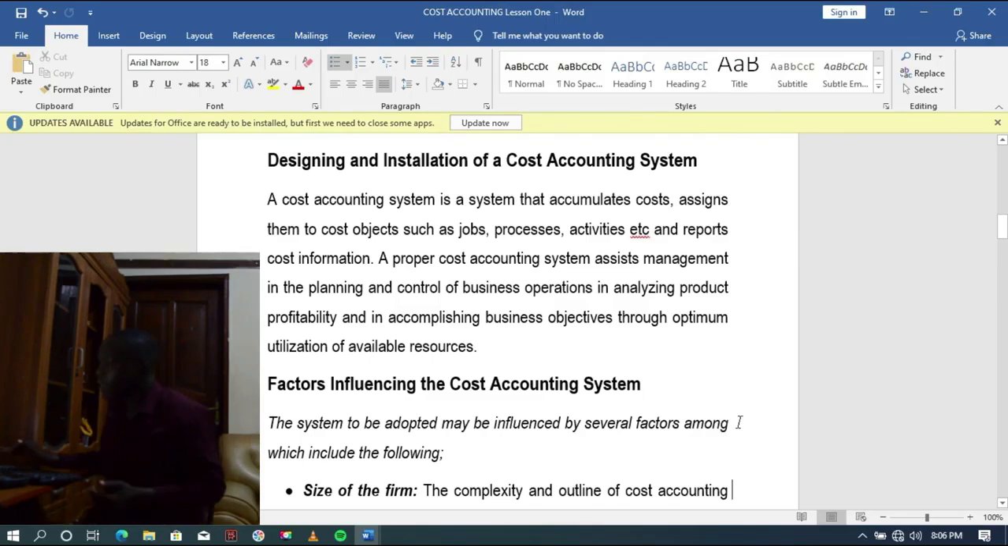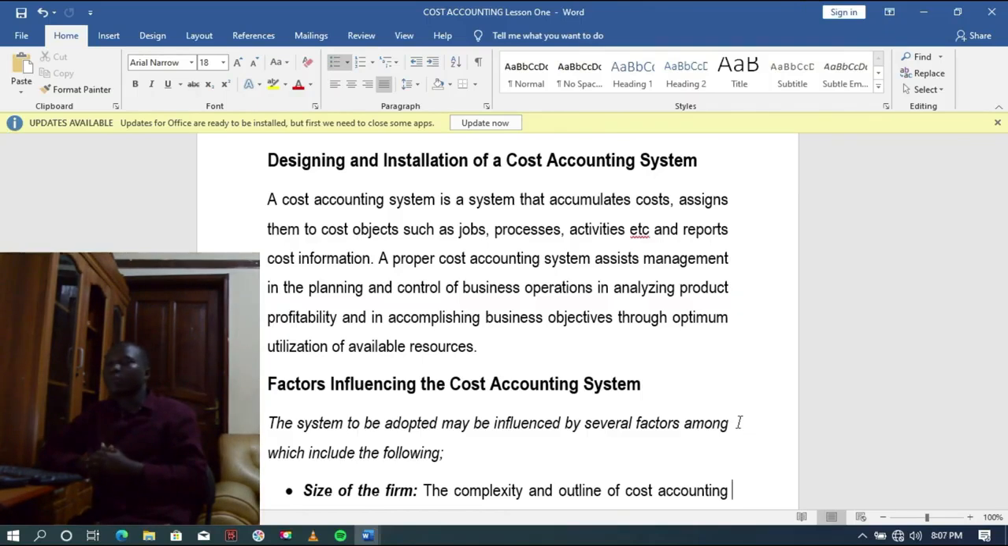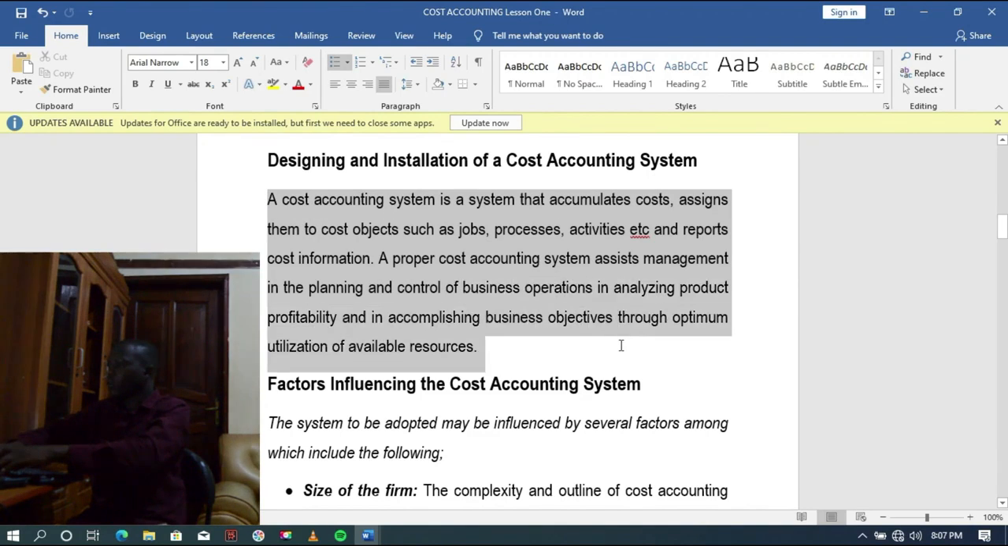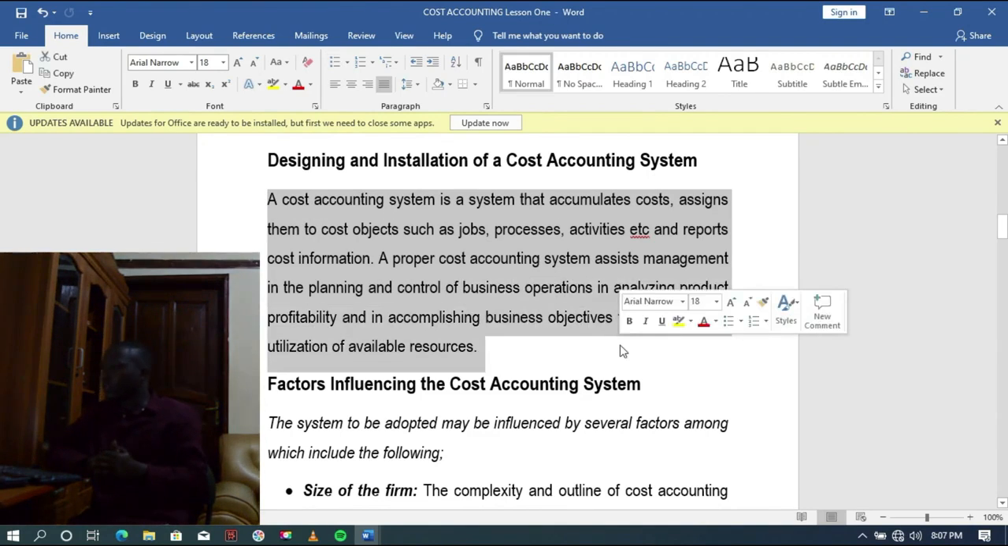So we have designing a cost accounting system. When you are to well manage your costs in a business, you must design a good cost accounting system that can accumulate all the costs and then assign them to the cost objects, attach them to the commodities that led to their incurring. So a cost accounting system is a system that accumulates costs and assigns them to the cost objects such as jobs, processes, activities, and reports. It should be able to provide you all the cost information you need to make a decision.